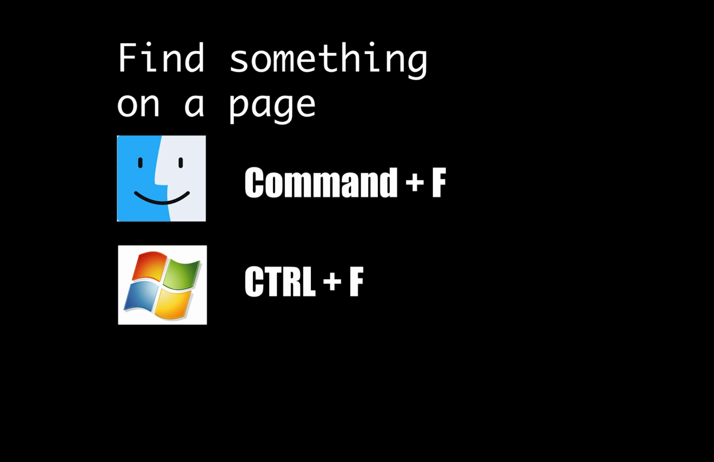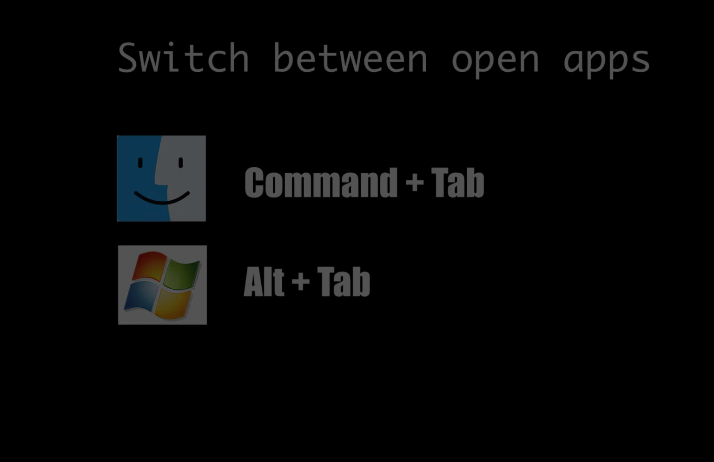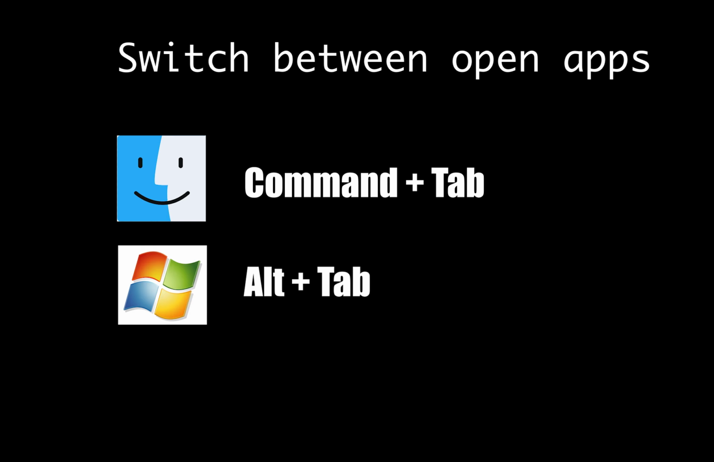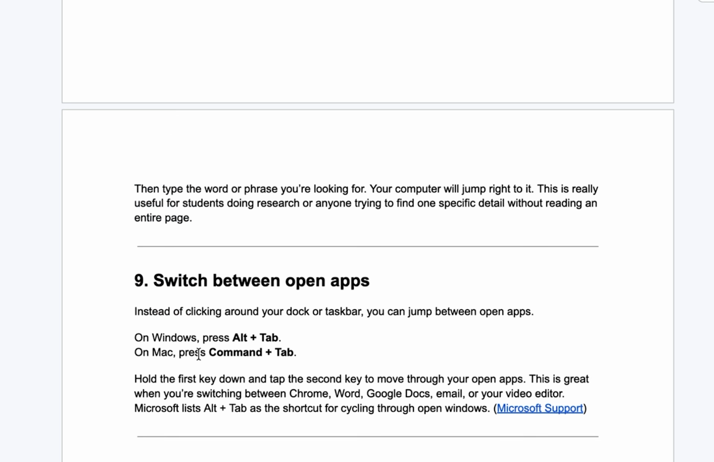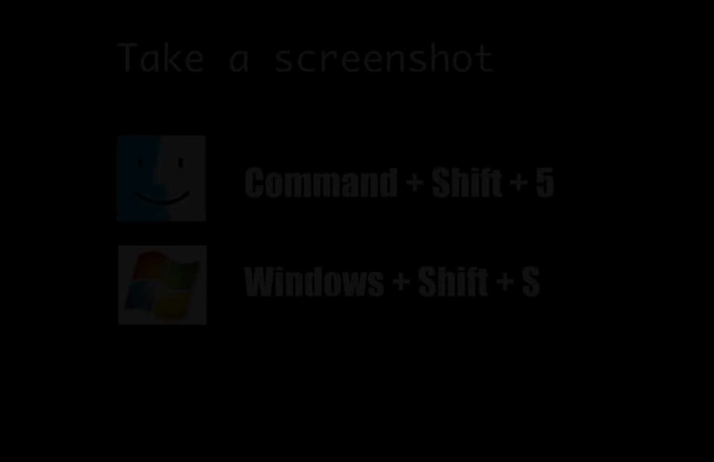Command F, or Find, is another super useful one. It helps you search for text on a page or a document. Super useful. Command Tab is another good one, a lot like Control Tab, that allows you to look at different browser tabs. Command Tab allows you to switch between all your open apps and select one.